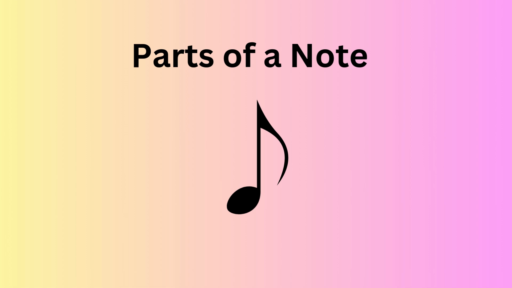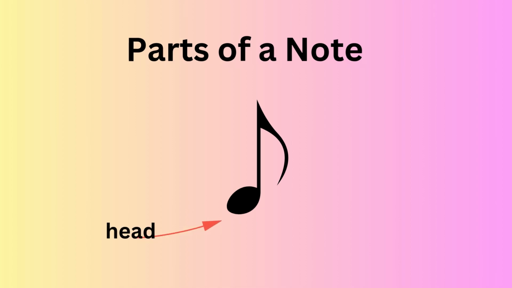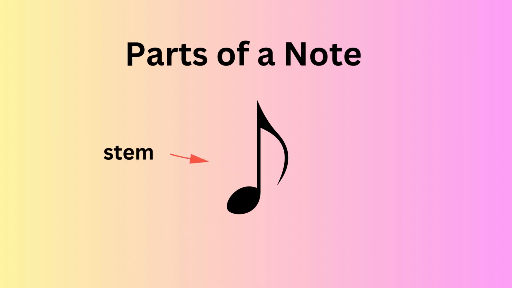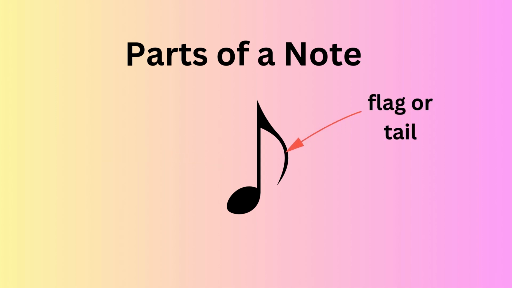Before we proceed, it is important to know the parts of a note. So here we go. This is the head of the note. It is round or oval. This vertical portion is called the stem. This hanging part is called a flag or a tail. So what are the 3 parts of a note? Very good. The head, the stem, and the flag or tail.